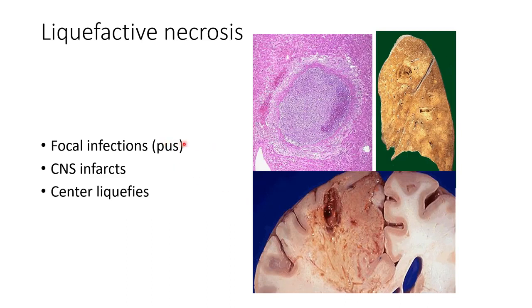Another cause for liquefactive necrosis is focal infections. Like here you can see this is part of the lung, and this cavity here is filled with pus. Under the microscope it looks like this, filled with the neutrophils, acute inflammatory cells. This is called pus, and it is a type of liquefactive necrosis. So the center liquefies, turns into liquid material, and that is why it is called liquefactive necrosis.